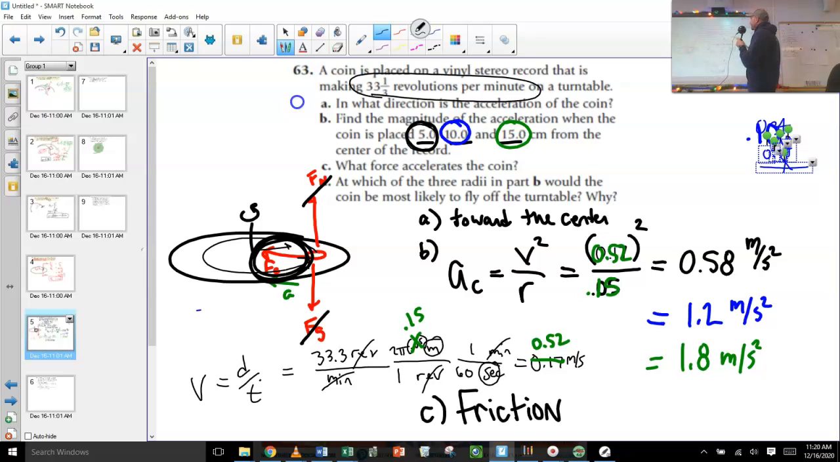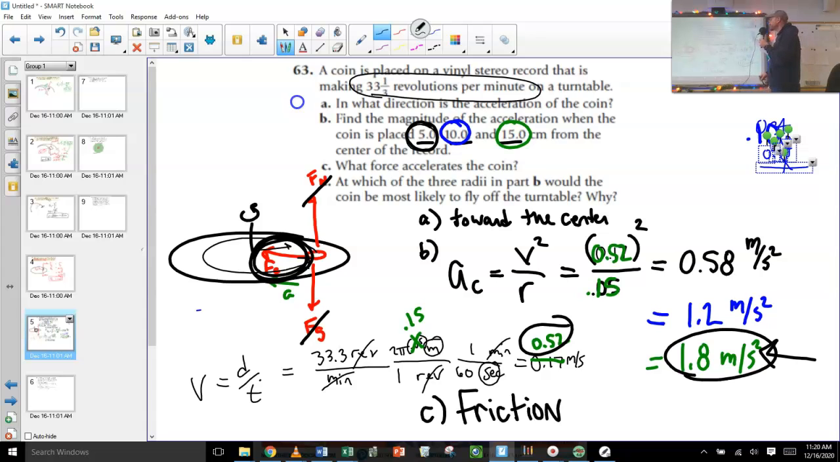And then part D. At which of the 3 radii would the coin most likely fly off? It's totally going to fly off at the farthest because, number one, it's going the fastest at that point, which makes it have the most centripetal acceleration.